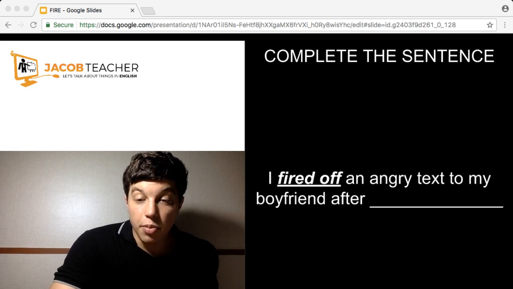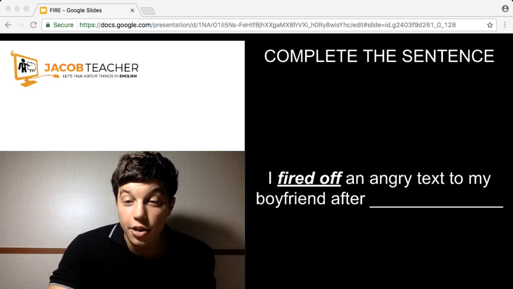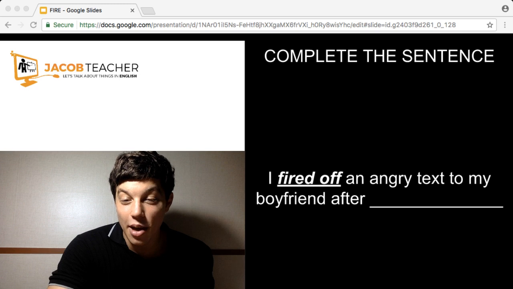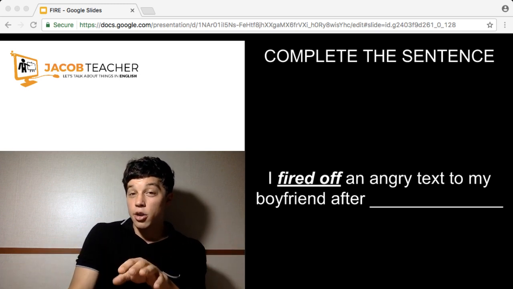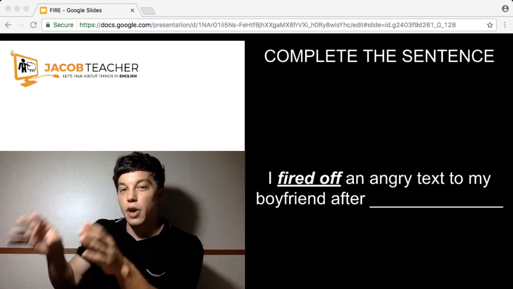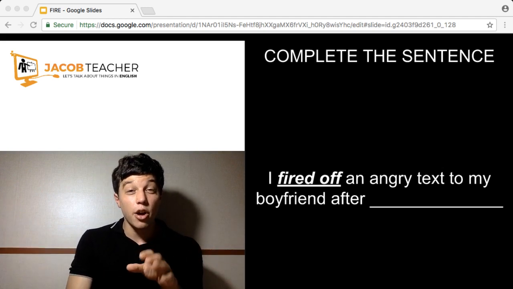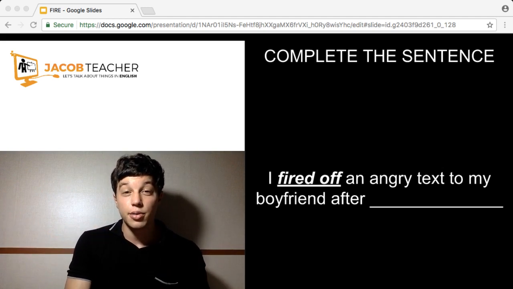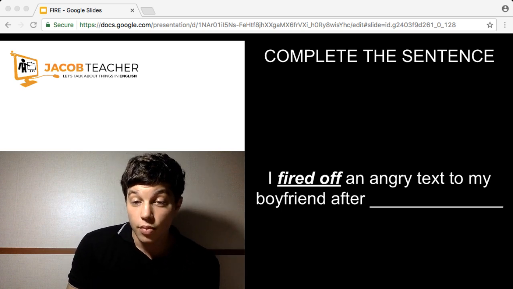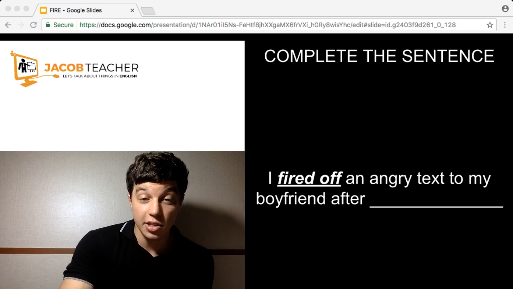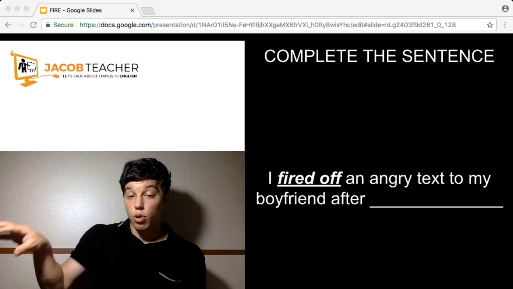Set fire, says Youngmi Park. Okay, I fired off an angry text to my boyfriend after he broke up with me, says Sam. Youngmi Park, if you're talking about the sentence here, set fire to what? When you set fire, you have to set fire to something. So because he set fire to my house, he set fire to my car, he set fire to my bed, my couch, whatever. Sam, that's a great sentence. He broke up with me. That's a good one.